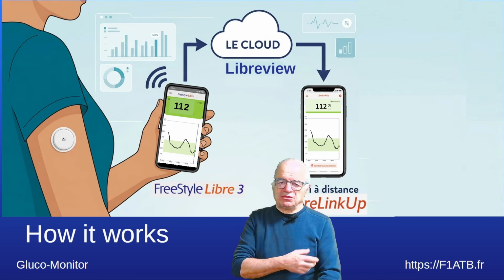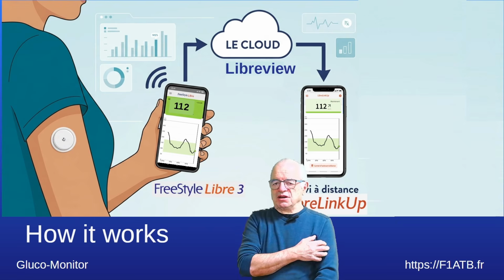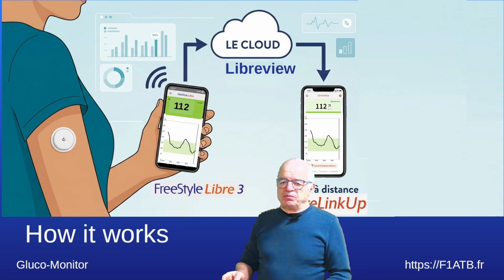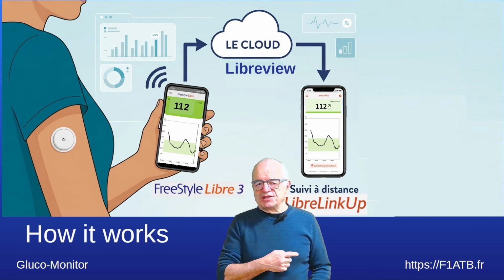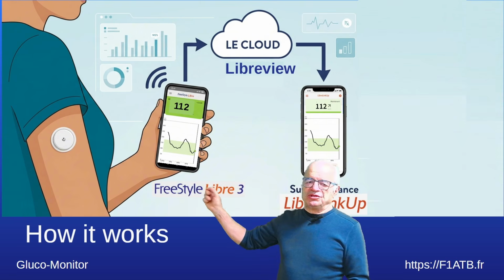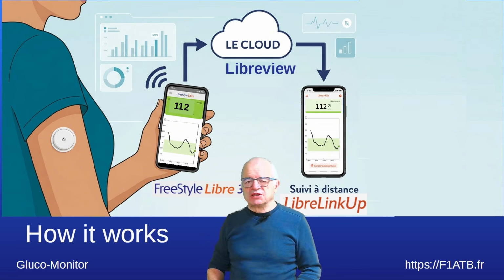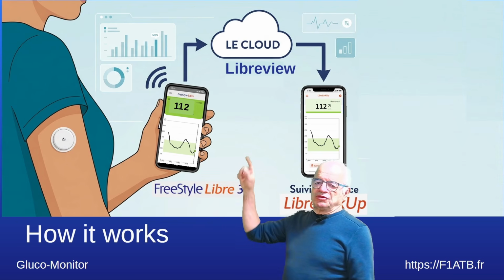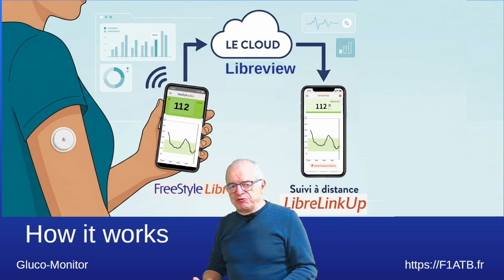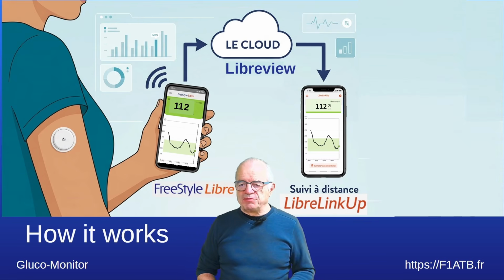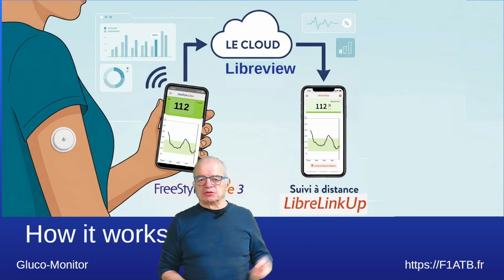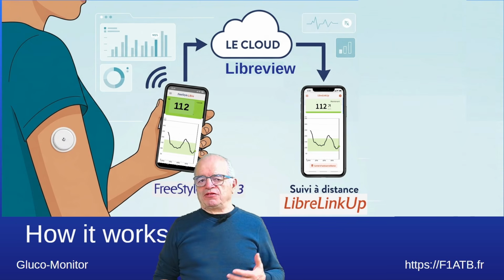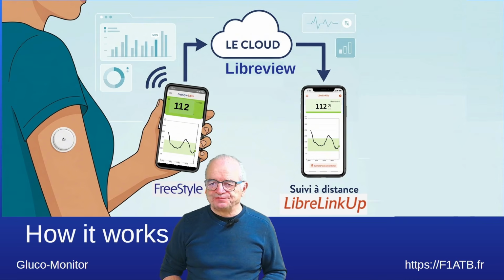How it works. This system uses a sensor installed on the arm here and uses the application FreeStyle Libre 2 or Libre 3. So continuously every minute the sensor sends the data to the application on the smartphone, and periodically the smartphone transfers the data to the cloud LibreView every 5 minutes. If you have installed the application LibreLink Up on another smartphone, you are in position to follow the glycemia of the person at any time.